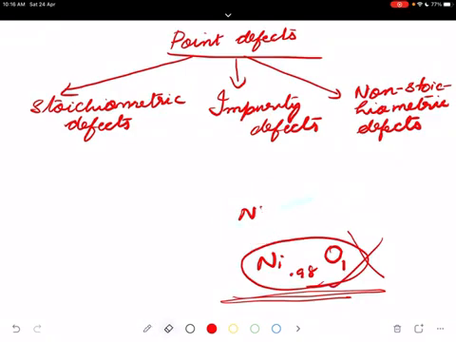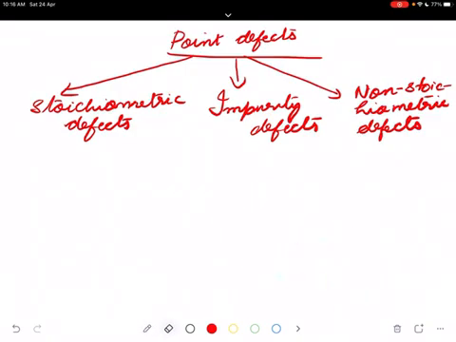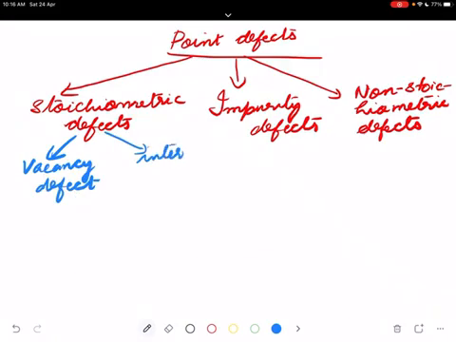So, in stoichiometric defects, for example, like NiO, when stoichiometry is maintained, the classification is vacancy defect and interstitial defect. Vacancy defect and interstitial defect. Interstices means voids.